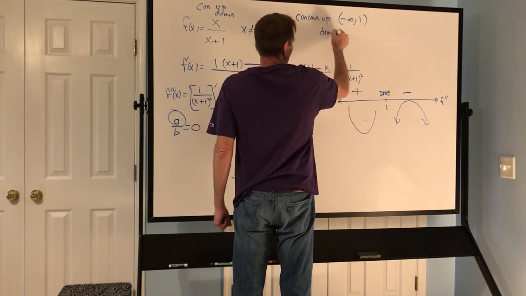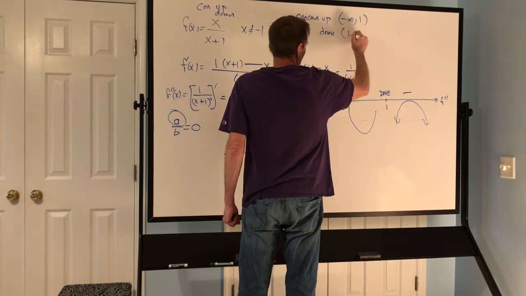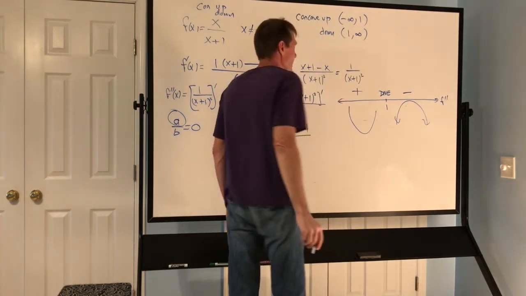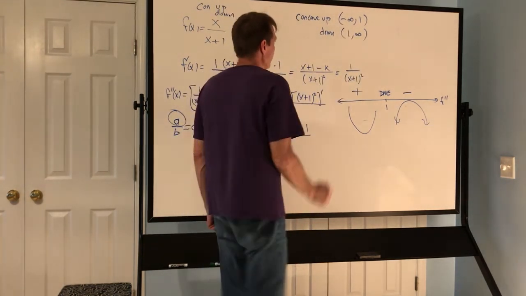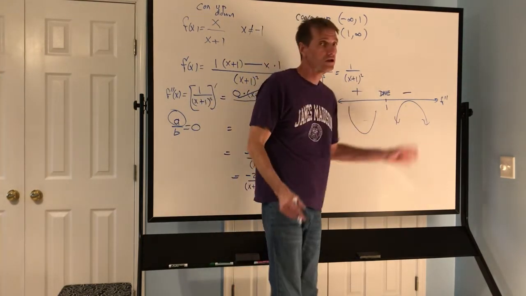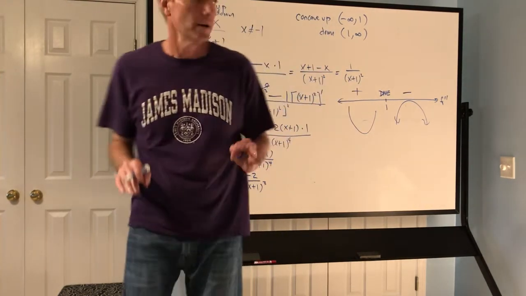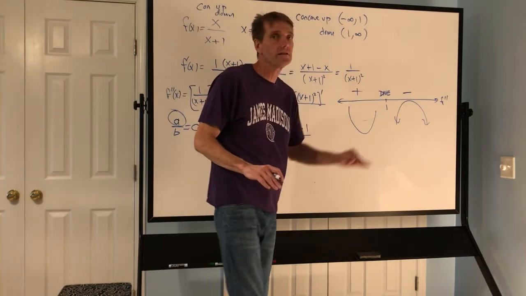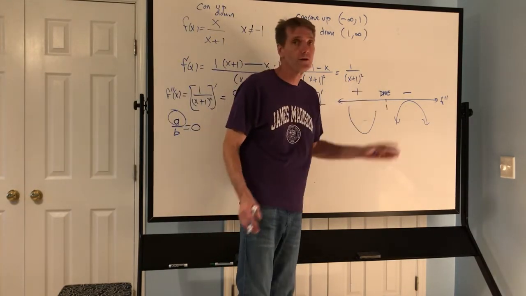and concave down, 1 to infinity. You're like, Dr. Warren, inflection points. Look, it's changing here. It was smiling on this side. It's frowning on that side. But guys, 1's not in the domain.